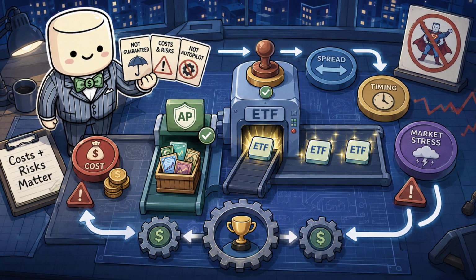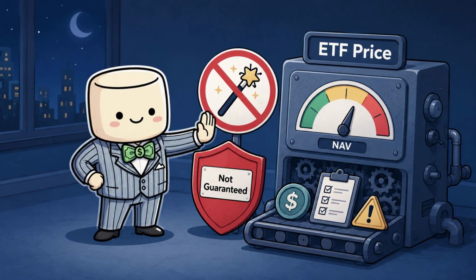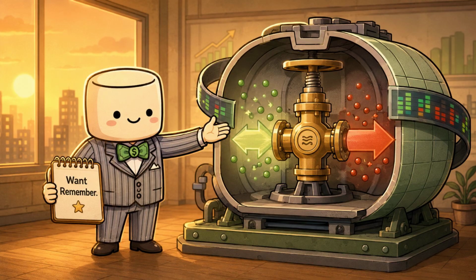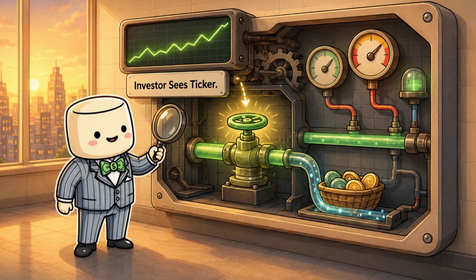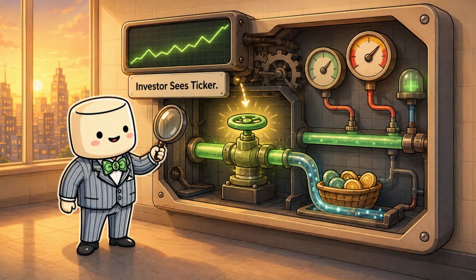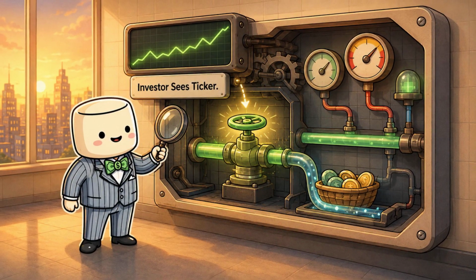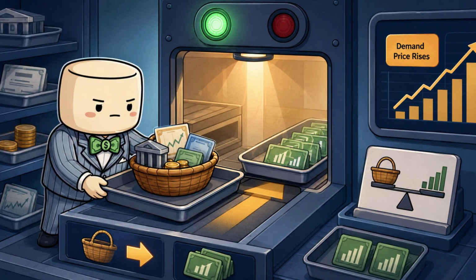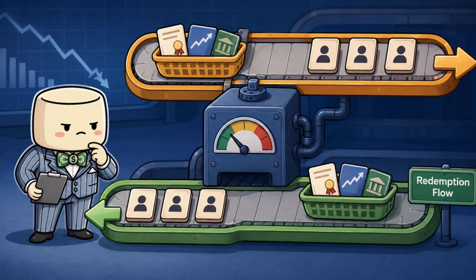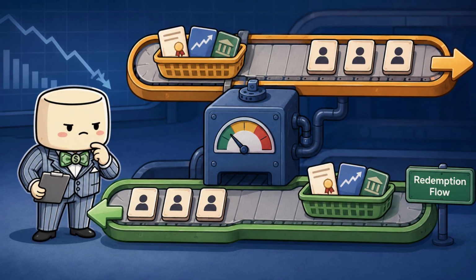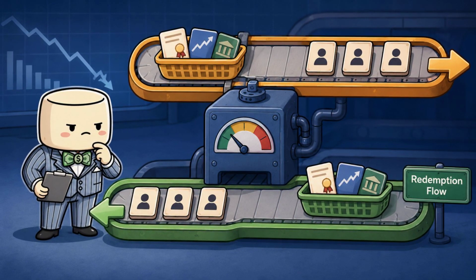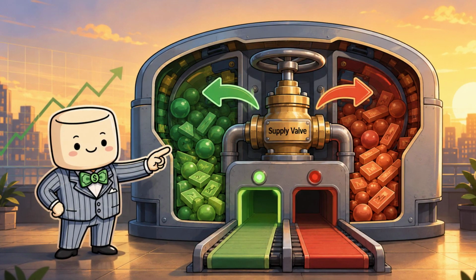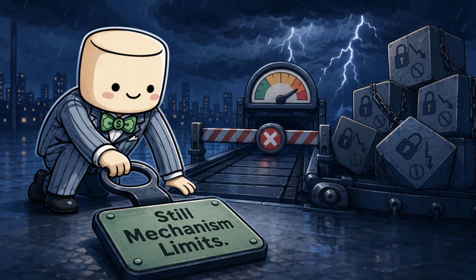But the mechanism matters because it creates an incentive system. ETF price discipline is not magic. It is a supply valve with incentives. That is the line I want you to remember. A normal investor sees one ticker, but under that ticker, the ETF has a way for supply to adjust. If there is too much demand and the ETF price rises above the value of the basket, creation can add supply. If there is too little demand and the ETF price falls below the value of the basket, redemption can remove supply. That supply valve is one reason many ETFs can trade close to the value of what they own. But it is still a mechanism with limits.